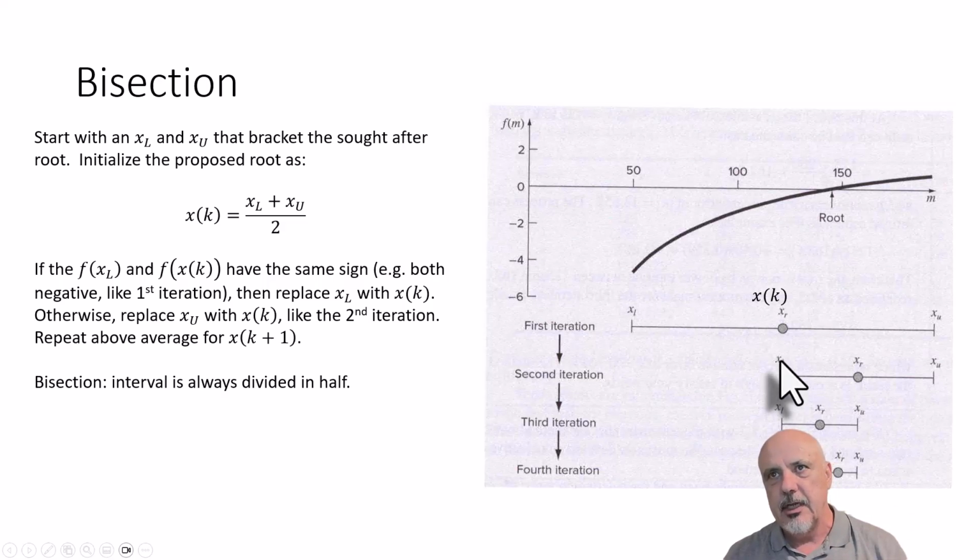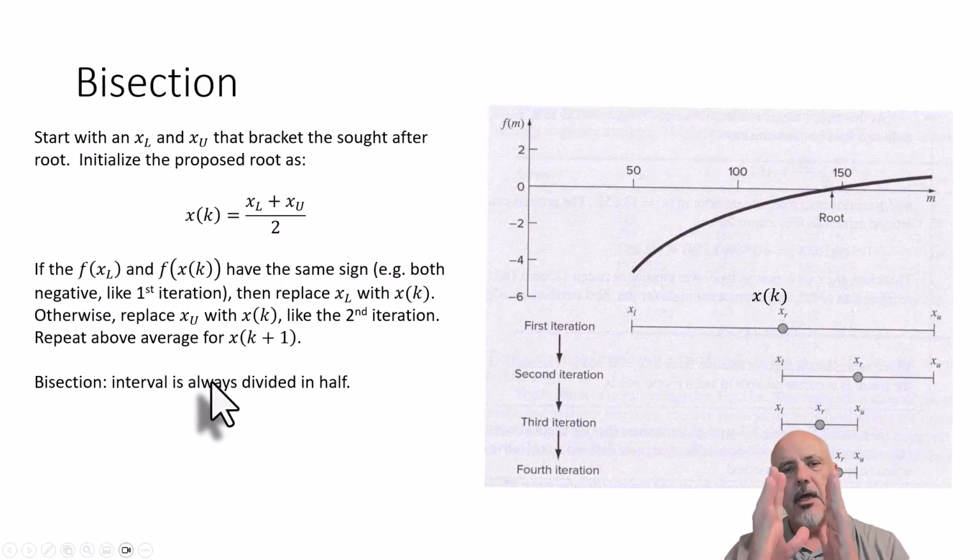So XL is now what was our XK, and then we do another iteration. For this iteration, if you look at it, the average of XL plus XU in the middle is going to be above. So we're going to replace XU with the current XK, and then we do the same thing again. Every iteration, you're dividing the previous segment by 2. The interval is divided by half every time.